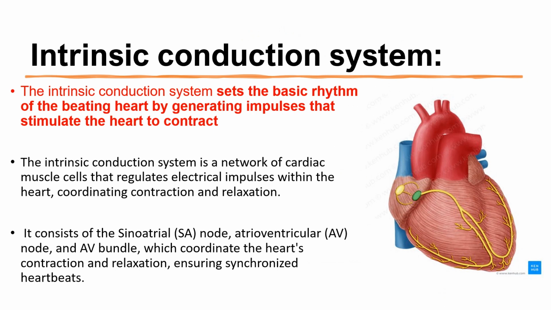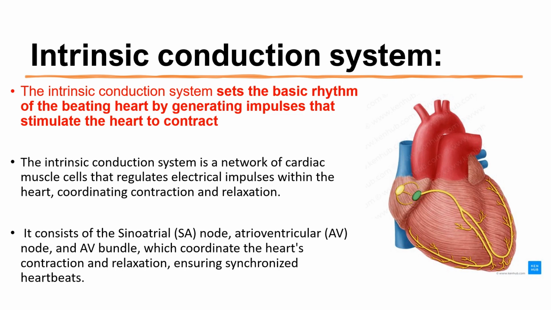In this slide, we're going to be talking about the intrinsic conduction system of the heart and how the heart generates electrical impulses, allowing it to pump as a single unit. So, cardiac muscles can contract on their own without a signal from the nervous system, meaning the nervous system does not need to send signals to the heart in order for it to pump.